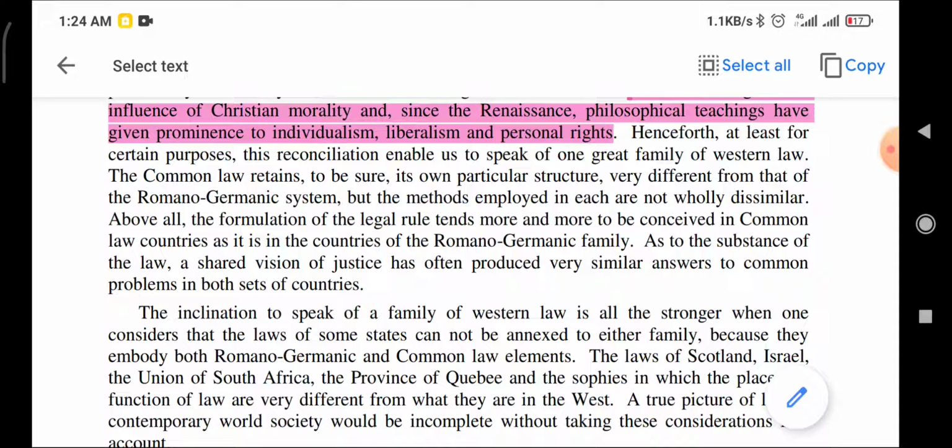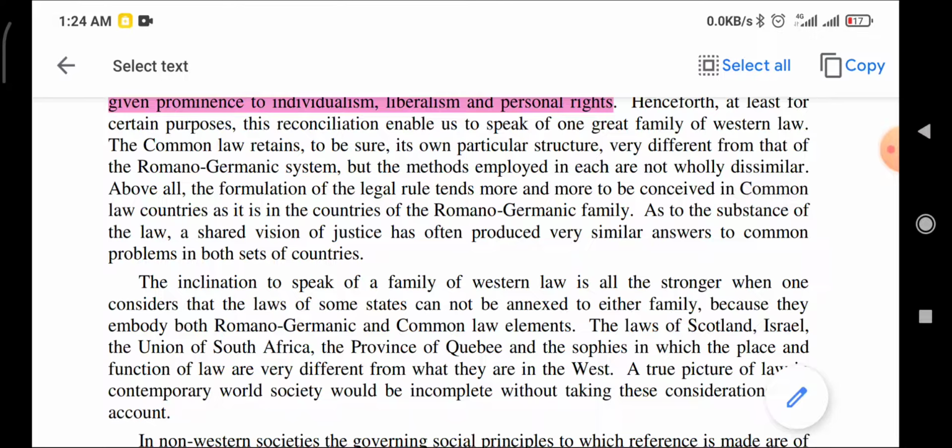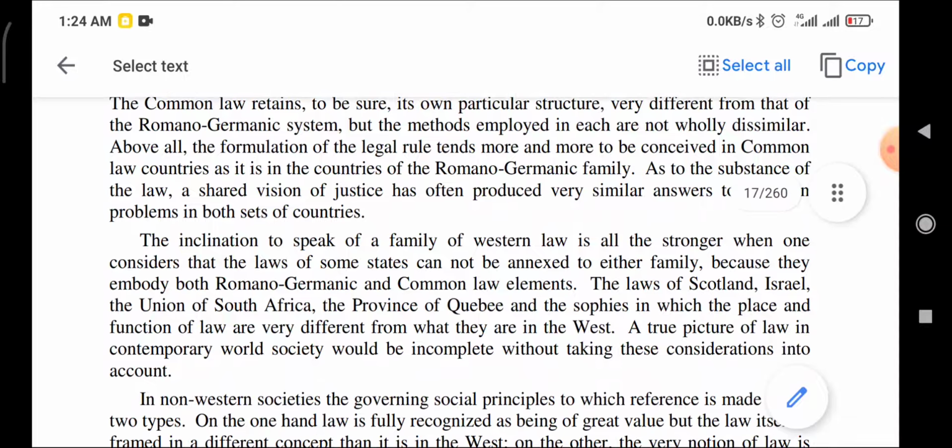The law of Scotland, Israel, the United States of South Africa and the province of Quebec are examples, as are the philosophies in which the place and the function of law are very different from what they are in the West. A true picture of law in the contemporary world society would be incomplete without taking this consideration into account.